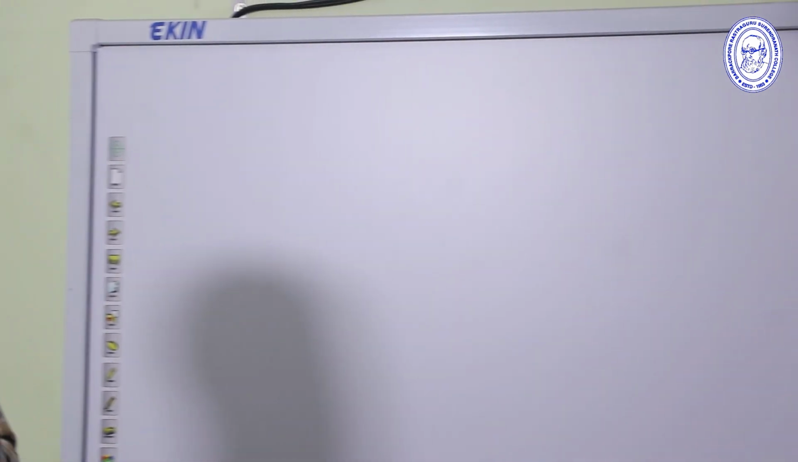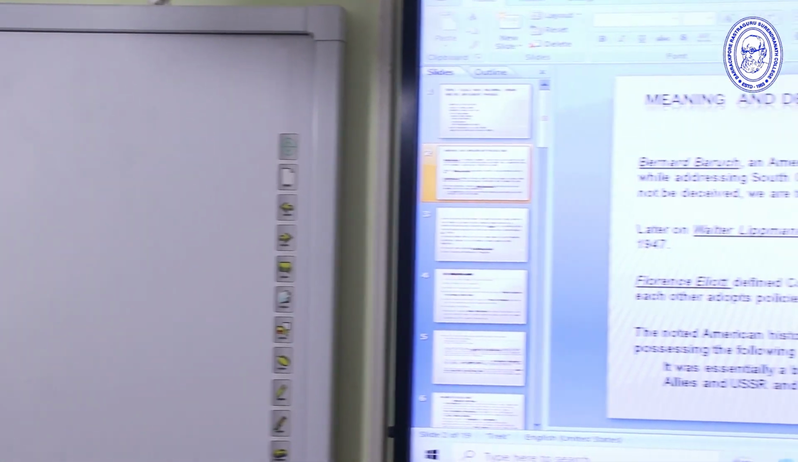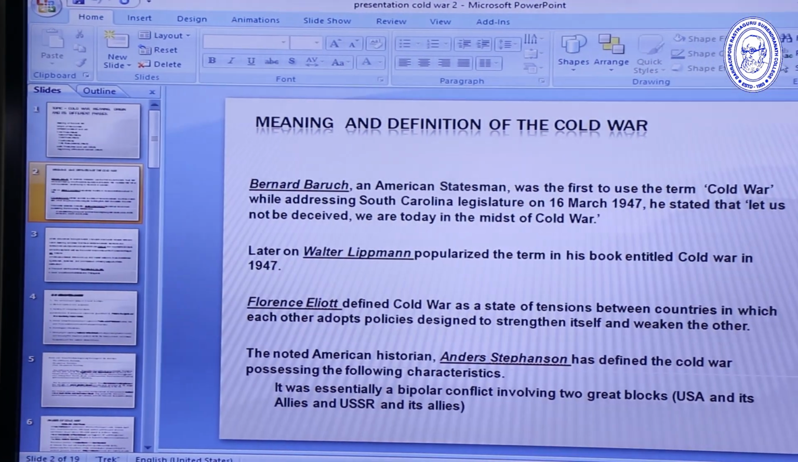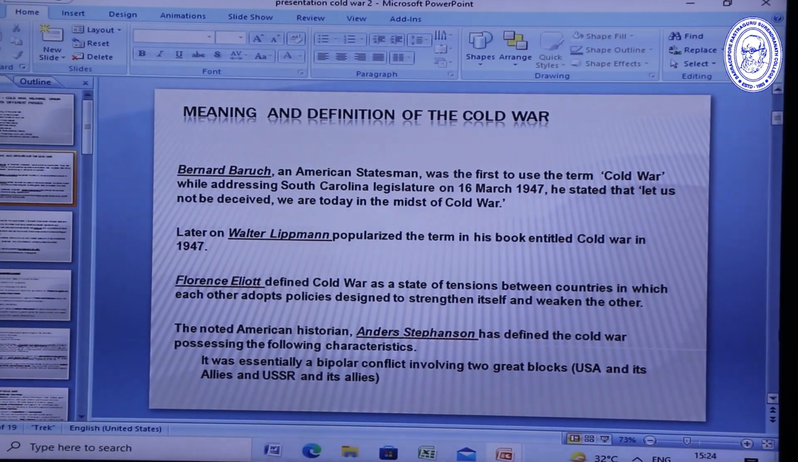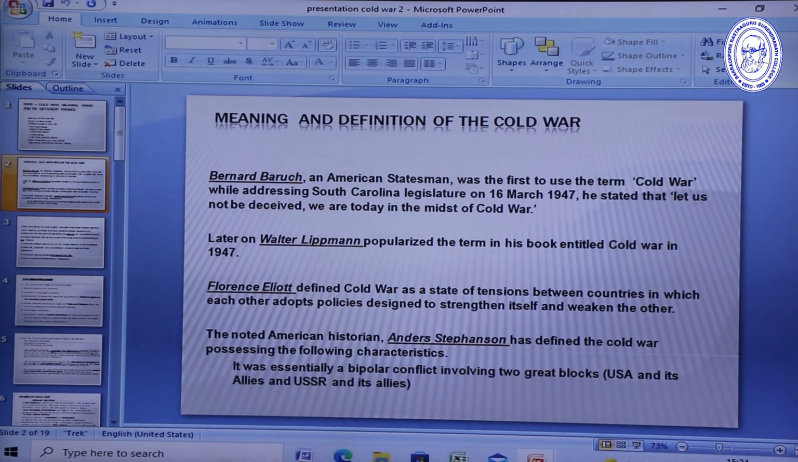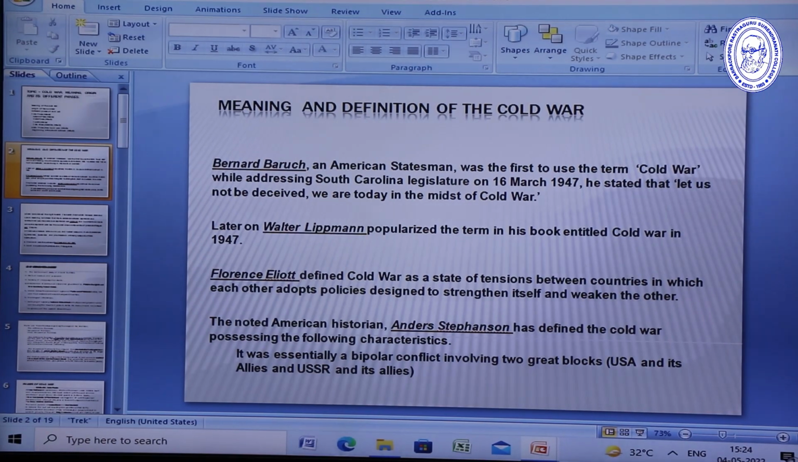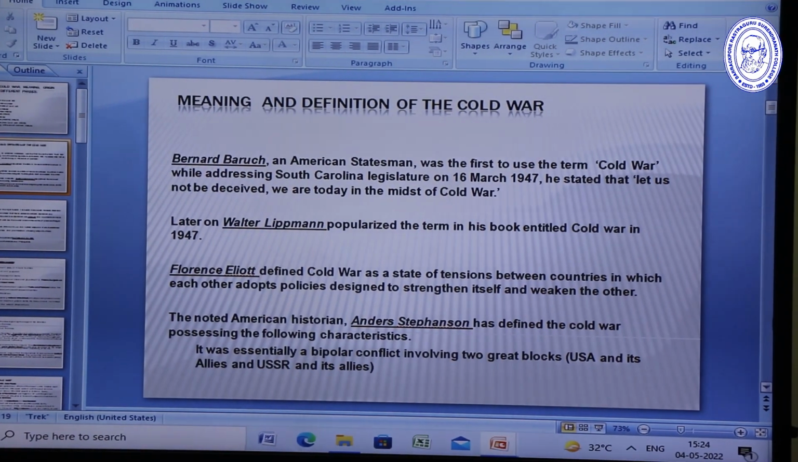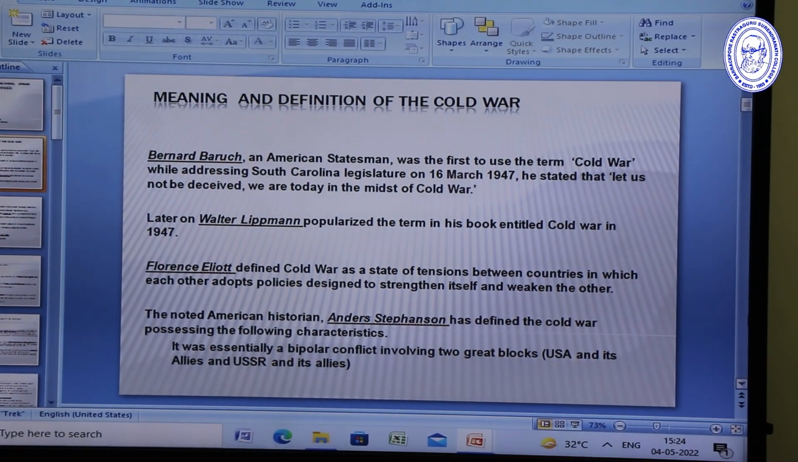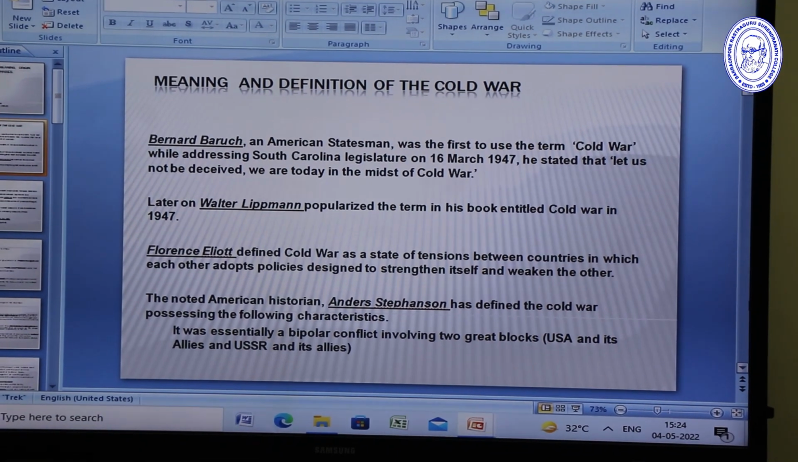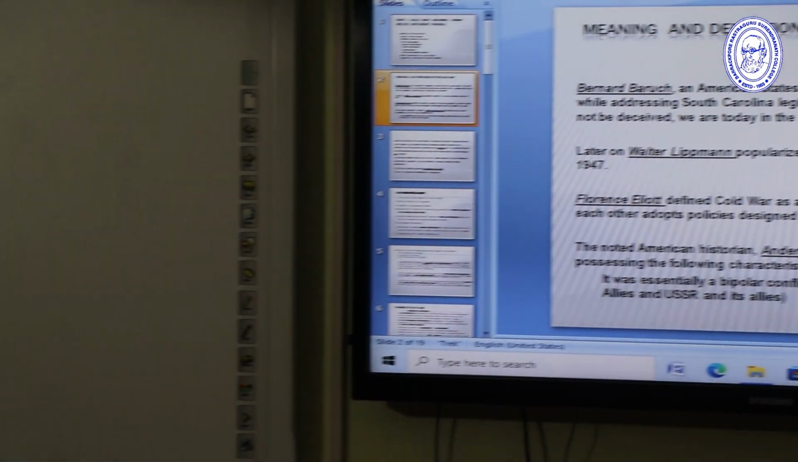All right. Then after that, there are lots of definitions given by historians and academic scholars, but I have picked up a very important one. Florence Eliot defined Cold War as a state of tension between countries in which each adopts policies designed to strengthen itself and weaken the other. That means if you look at the entire period, approximately from 1945 onwards to 1991, this dramatic period which we call Cold War, isn't it?